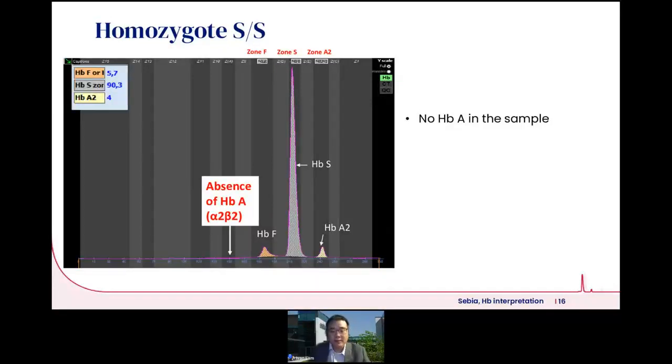This is a situation of homozygous sickle cell. You totally lose hemoglobin A, because there's no normal beta chain to form your hemoglobin A. The hemoglobin S peak would be the dominant fraction. Of course, there's the elevated hemoglobin F as well.